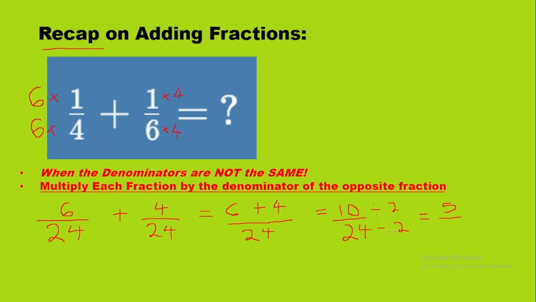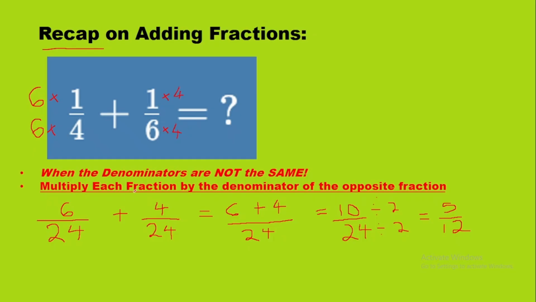Over 2 divided by 24 will give you 12. So 5 over 12. Please note, we completed adding the fractions and we got the answer to be 10 over 24. That is already correct, but if we wanted to, we could simplify. If we simplify using 2, then we would end up getting 5 over 12.